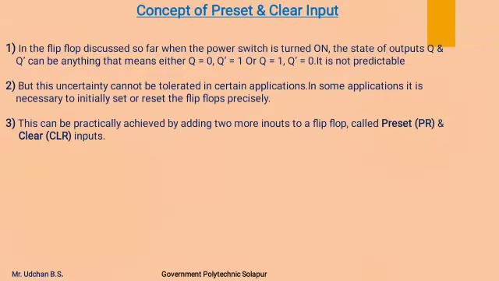Now we will see the concept of preset and clear inputs. In the flip-flops discussed so far, when the power switch is turned on, the state of outputs Q and Q complement can be anything. They can be in the set condition or in the reset condition. We cannot predict the output status when we turn on the flip-flop. Q may be 0 or 1, and Q complement may be 1 or 0. But this uncertainty cannot be tolerated in certain applications. In some applications it is necessary to initially set or reset the flip-flops precisely.